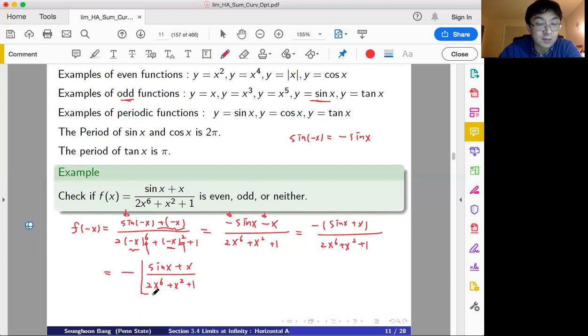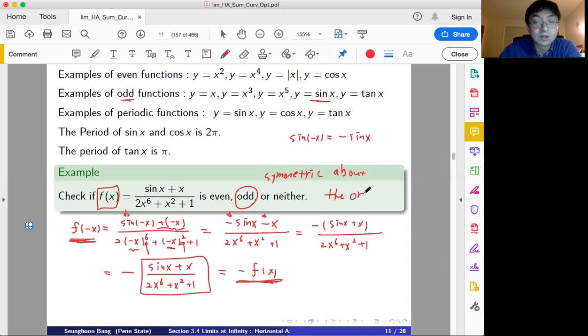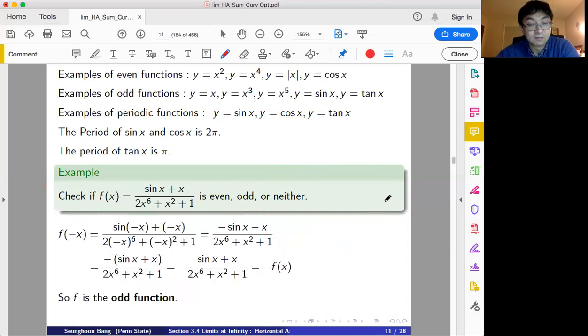This part is exactly the same as f of x. You can replace it, and we have minus f of x. So f of minus x is exactly the same as minus f of x. This is an odd function. An odd function is symmetric about the origin. This is the whole idea for solving this problem.